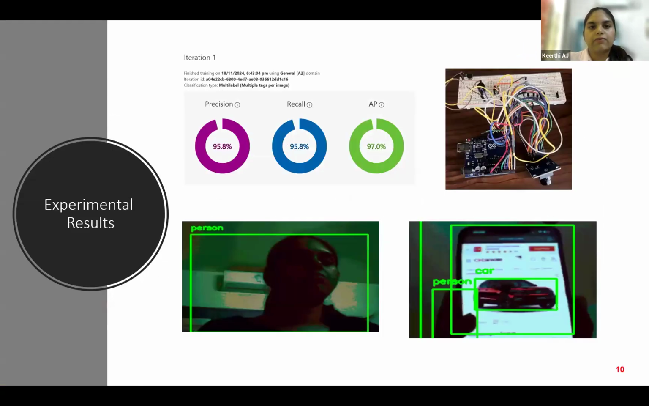These are the results that we found in Azure Custom Vision, as I said. We have given the model and the dataset to Azure Custom Vision. The precision we got is 95.8 percent, and the recall we got is 95.8 percent, and average precision is 97.0 percent. These are the images that represent the output, where the image is detected as a person, or a tiny image is also detected by the MobileNet V3 model, and these are the connected real-time images.